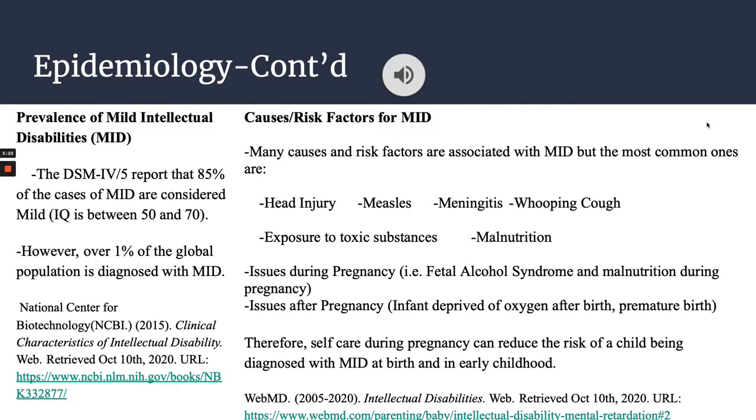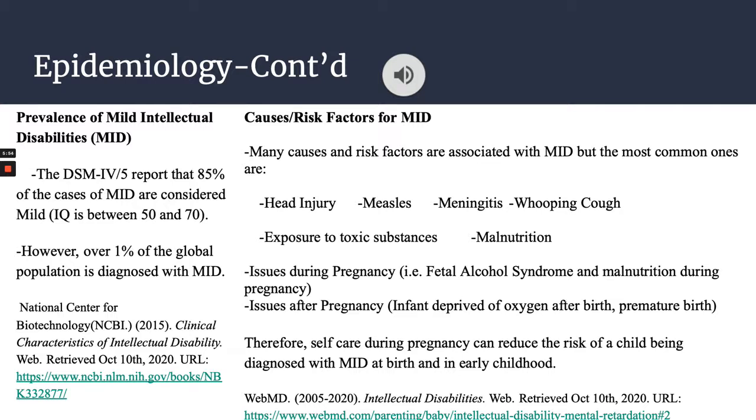So, the prevalence of mild intellectual disabilities, or MID, is classified by the DSM-4 and 5 that 85% of the cases of MID are considered mild. So, in other words, the person's IQ is between 50 and 70. From a global standpoint, over 1% of the population has been diagnosed with MID.